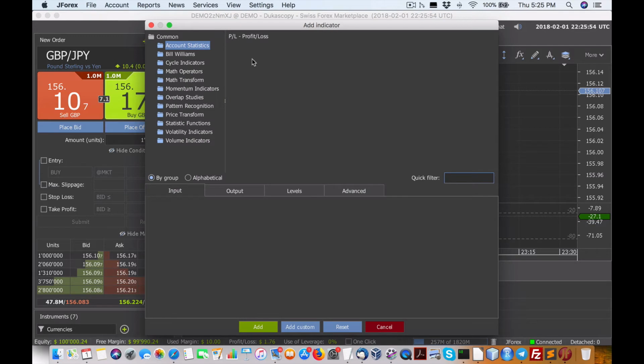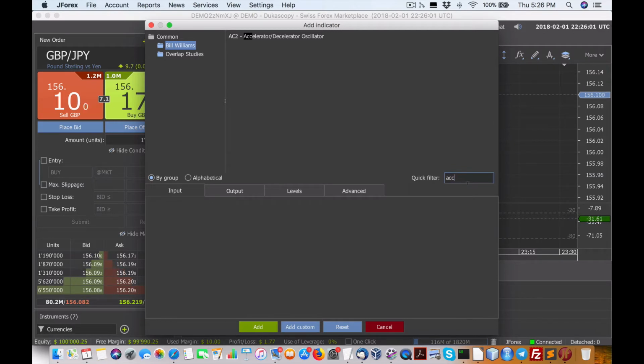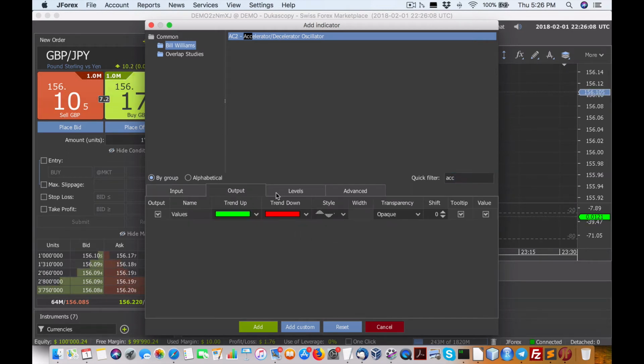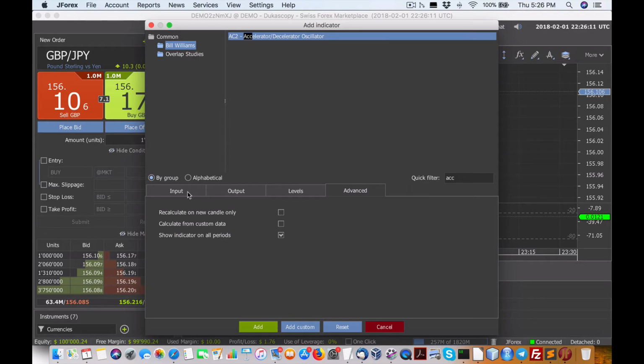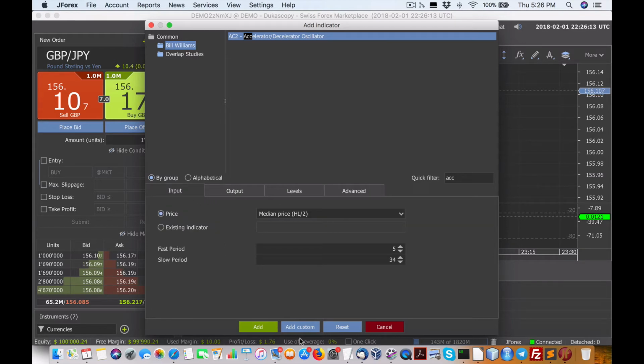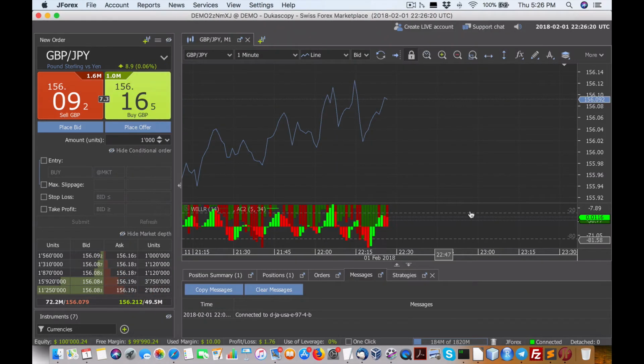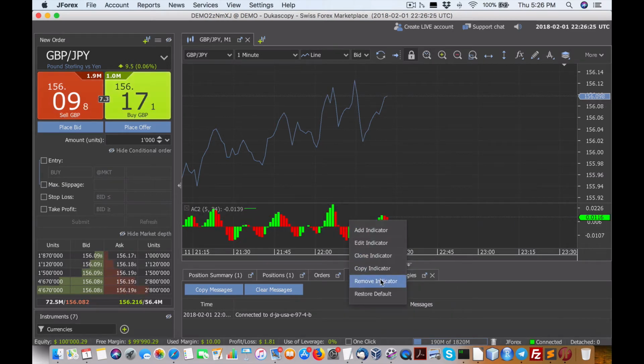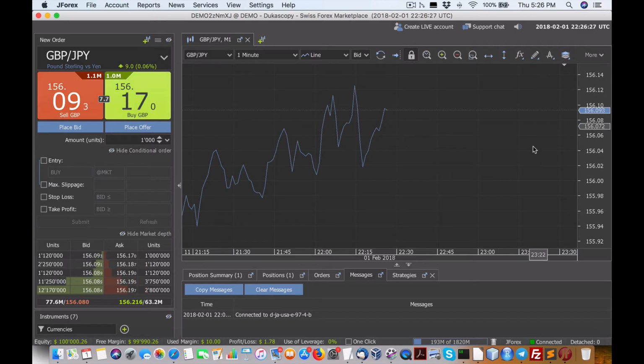Okay, so let's see if we can find some kind of accumulator, accelerator, decelerator oscillator, median price output. So that might be an interesting one to add. Okay. I will say that the Williams R is much better than the rate of change. I'm going to get rid of this, all of them actually. Let's get rid of these guys. Okay, so let's add in that other one.